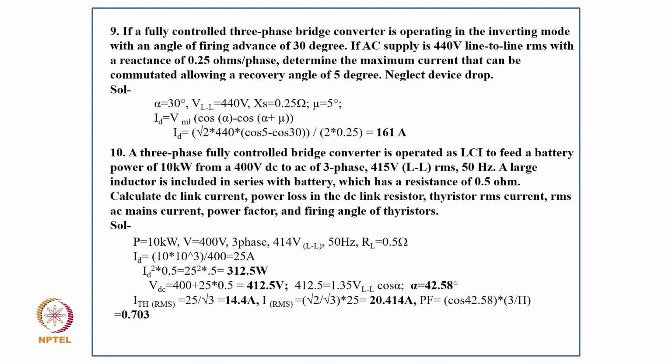So the solution is P equal to 10 kilowatt, V equal to 400 volt, 3 phase, 50 Hz, and R equal to 0.5 ohm. So ID is typically power divided by voltage, that's 25 ampere, and the loss ID square R comes to 312.5 watt, and VD comes as 400 plus the resistance drop, so 412.5, and putting in this value alpha comes to 42.58. Then the thyristor RMS current is 25 by root 3, 14.14 ampere, and the AC mains IRMS is root 2 upon root 3 into 25, that's 20.414 ampere, and the power factor is cos alpha into 3 by pi, that comes to 0.703.